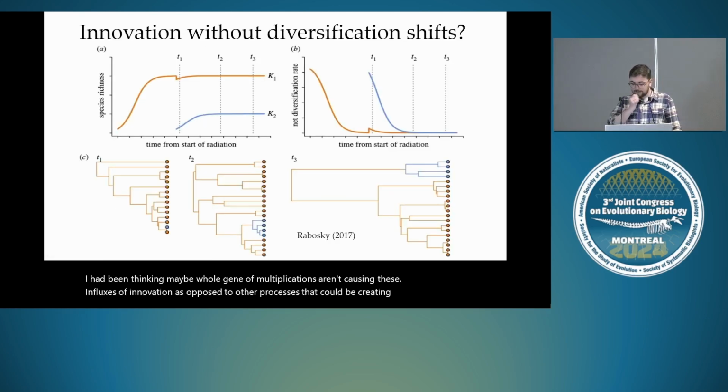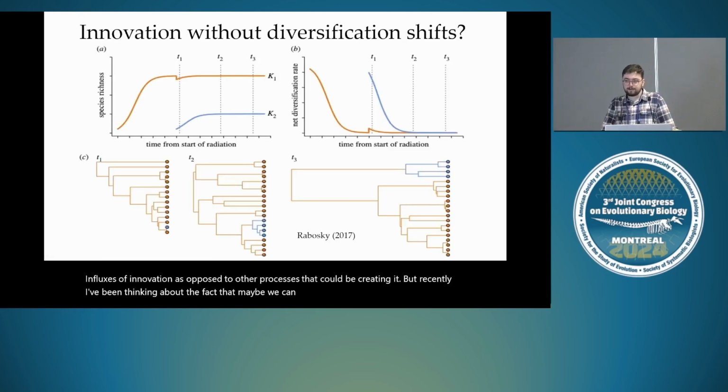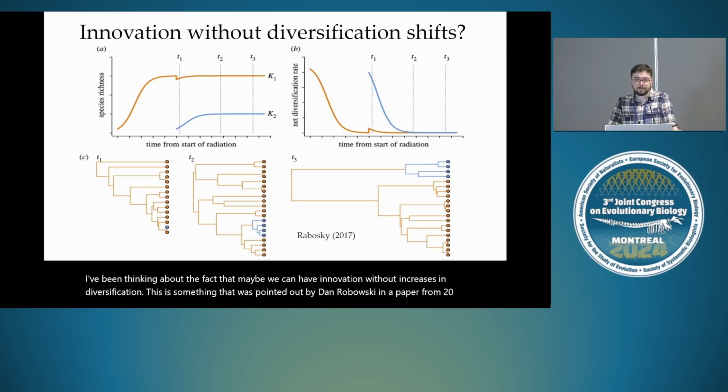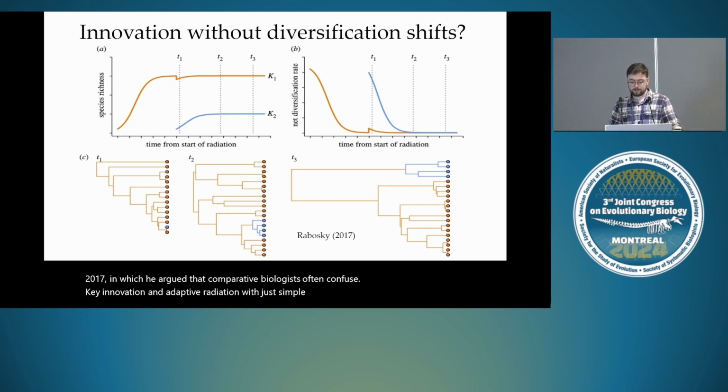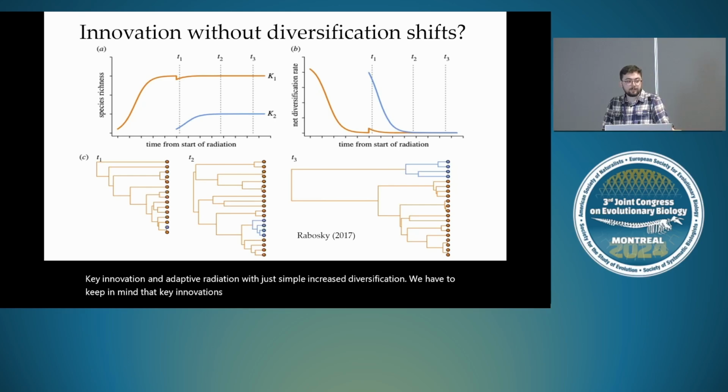But recently I've been thinking about the fact that maybe we can have innovation without increases in diversification. This is something that was pointed out by Dan Rabosky in a paper from 2017, in which he argued that comparative biologists often confuse key innovation in adaptive radiation with just simple increased diversification. We have to keep in mind that key innovations can lead to increased clade diversity in situations where they don't also increase species richness or the diversification rate.